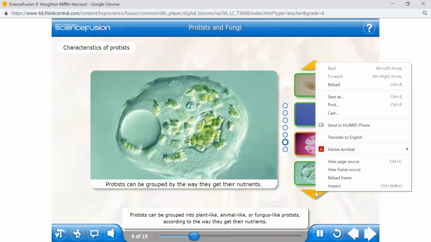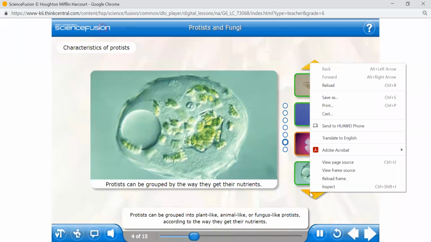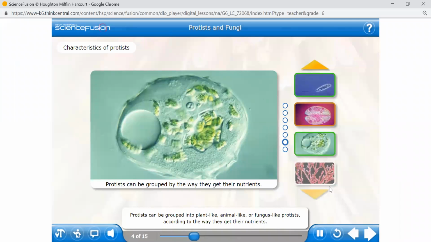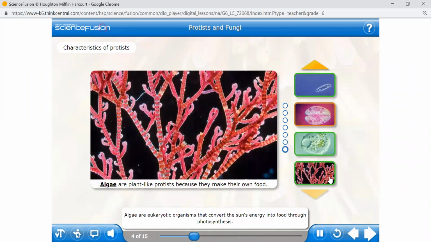Protists can be grouped into plant-like, animal-like, or fungus-like protists, according to the way they get their nutrients. Plant-like protists make their own food. Algae are eukaryotic organisms that convert the sun's energy into food through photosynthesis. Algae don't have roots, stems, or leaves, but algae are plant-like because they have chloroplasts like plants do.